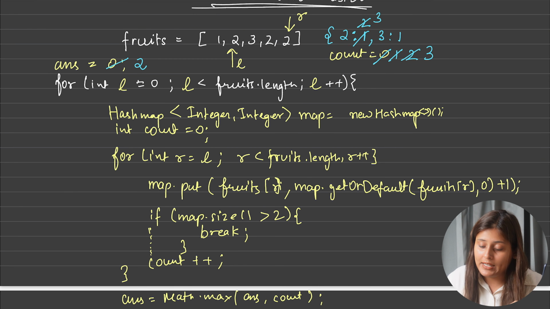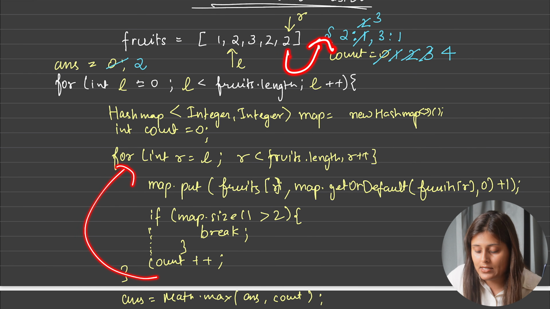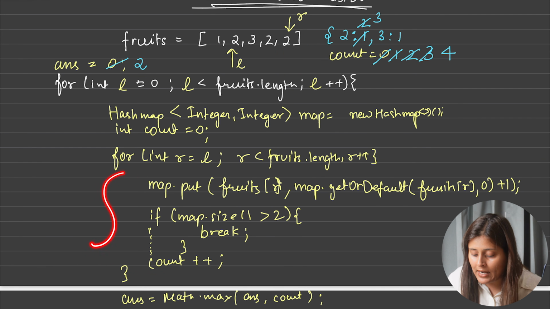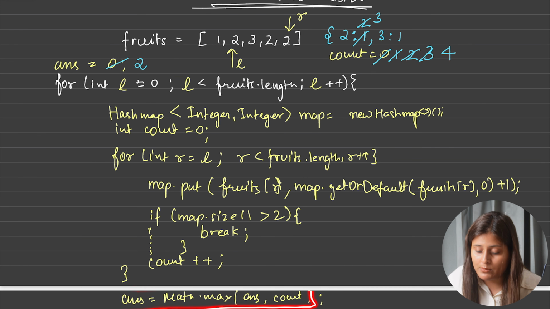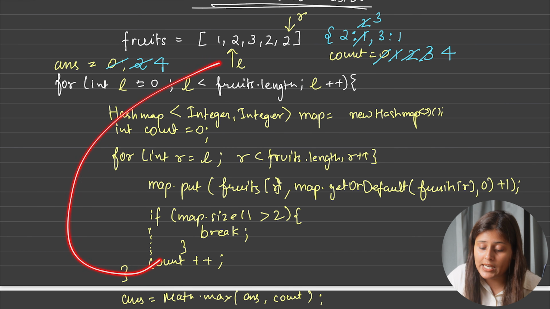and now the frequency count will be 3, correct? Again in this if case I will check, is the map size greater than 2? No, it is not. So I will do the count plus plus, and now the total count will become 4 instead of 3. And after coming out of this, because now the right pointer will go out of index, this for loop will break, and after coming out we can update our maximum answer, and our maximum answer will be nothing but 4 now, correct? Again the left pointer will reinitialize and this process will continue.